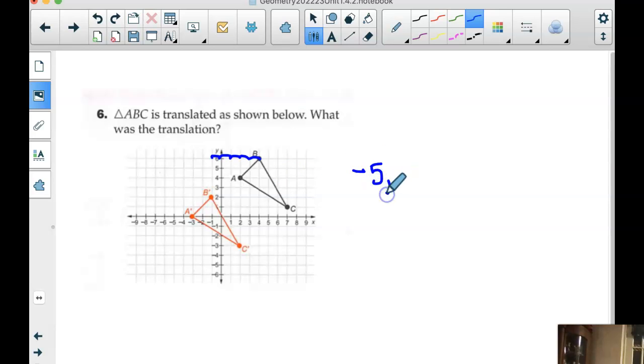And now let's see what we do up or down. Obviously we have to move down, yes? Let's see how far we have to move down. 1, 2, 3, 4. So we went down 4. So what was the translation? Notice with the X we started at, we subtracted 5. With the Y we started at, we subtracted 4.